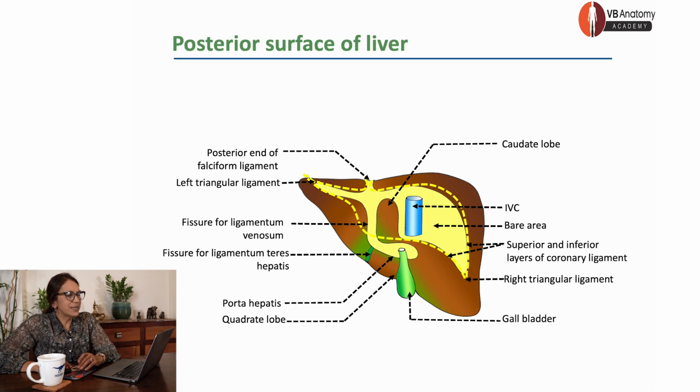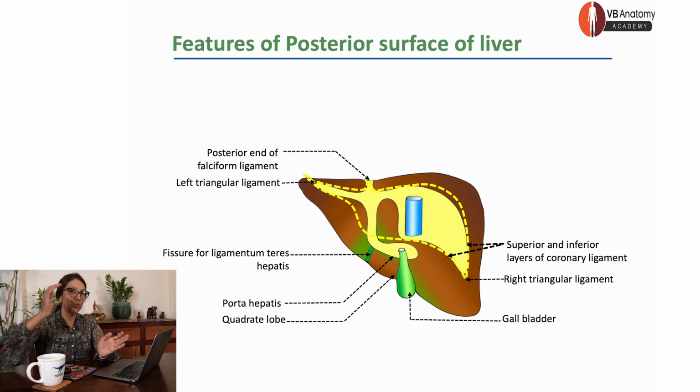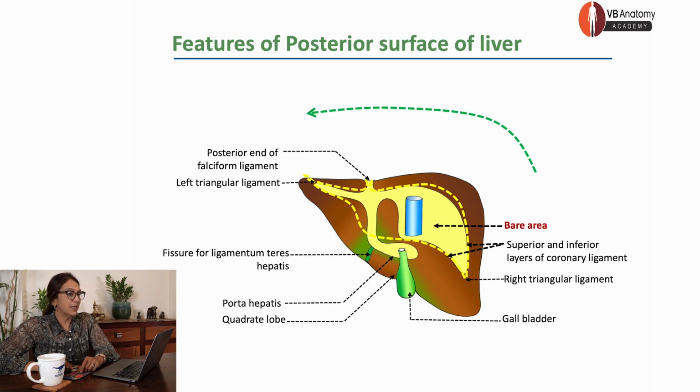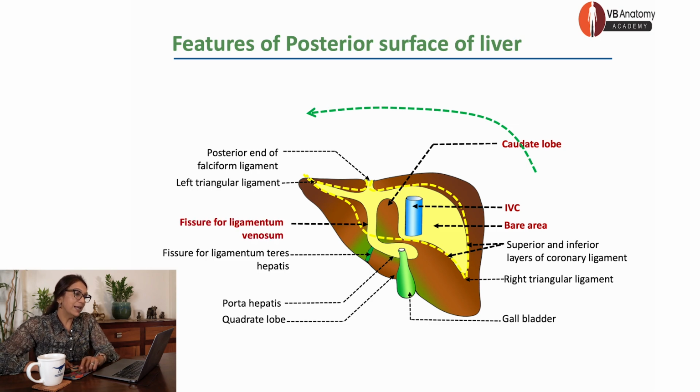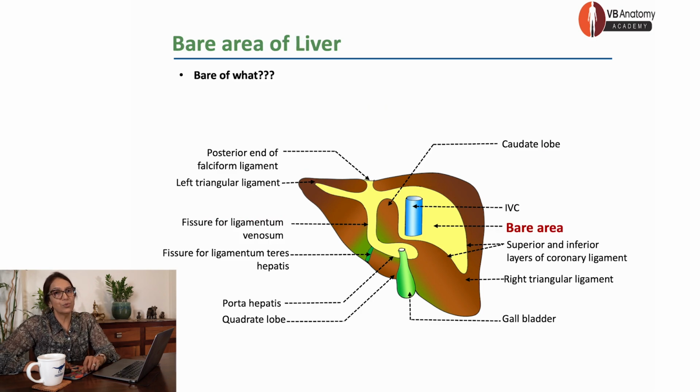So what is important about posterior surface? What should you learn about it? So that's the surface. From the right to left, what should you know? You should know the bare area, groove for inferior vena cava, caudate lobe, which we've already discussed in brief, and the fissure for ligamentum venosum, and there is also groove for esophagus. All of these structures we need to discuss.